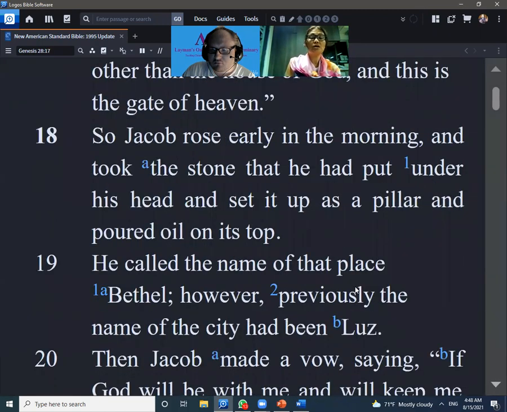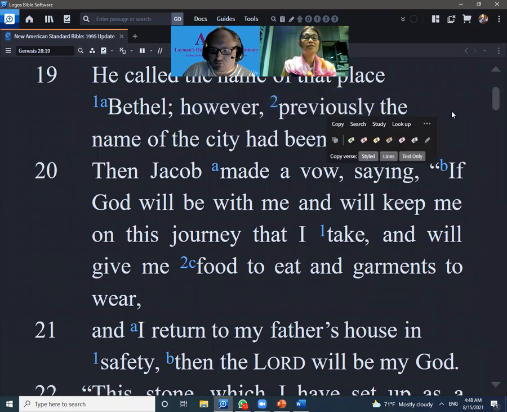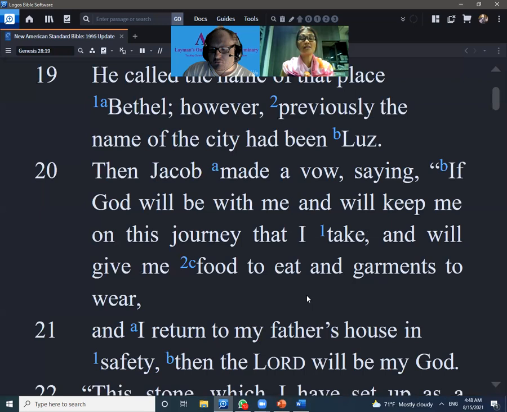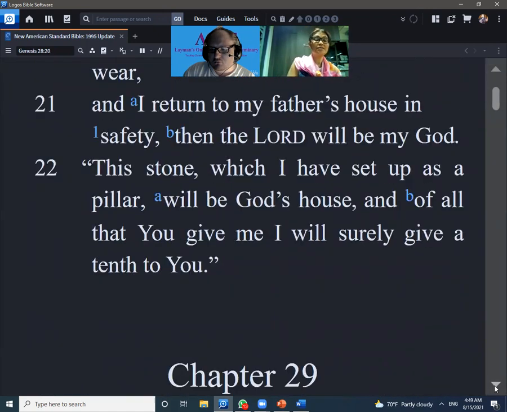So Jacob rose early in the morning and took the stone that he had put under his head and set it up as a pillar and poured oil on its top. He called the name of that place Bethel. However, previously the name of the city had been Luz. Then Jacob made a vow, saying, "If God will be with me and will keep me on this journey that I take, and will give me food to eat and garments to wear, and I return to my father's house in safety, then the Lord will be my God."